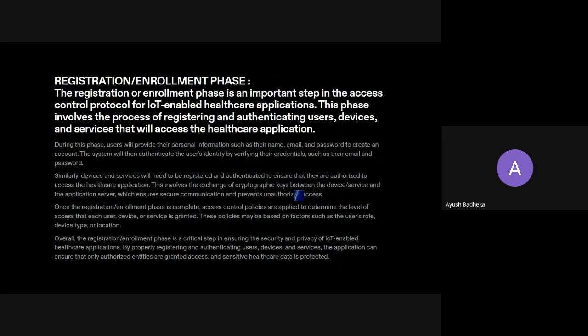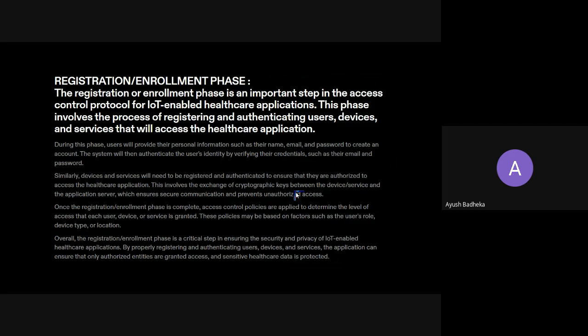One advantage. So there is the registration and the enrollment phase. The registration or enrollment phase is an important step in the access control protocols for IoT-enabled healthcare applications. This phase involves the process of registering and authenticating users, devices, and services that will access the healthcare applications. This basically means registering all the important entities which are required for auditing the applications and the data by any external doctor from a remote location. So the registration and enrollment phase is the most important phase.